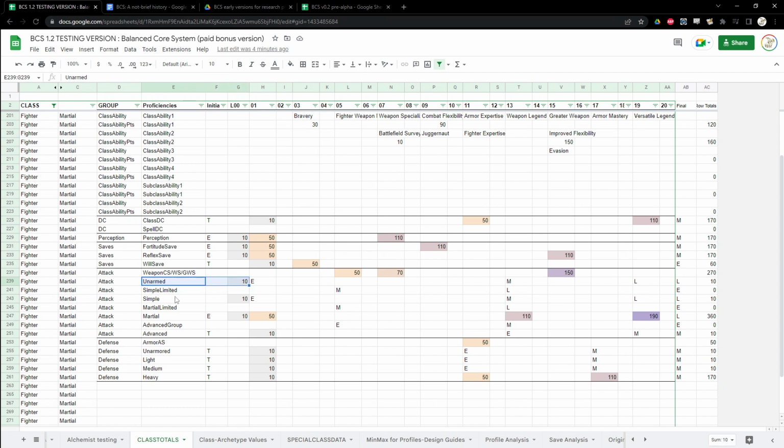you have to pay trained for each of the different groups of attack. So you have to pay 10 for unarmed, 10 for simple, and 10 for martial. And then it also pays 10 for trained and advanced. All right. So then we have the expert, which you only pay once for expert, so there's only one.